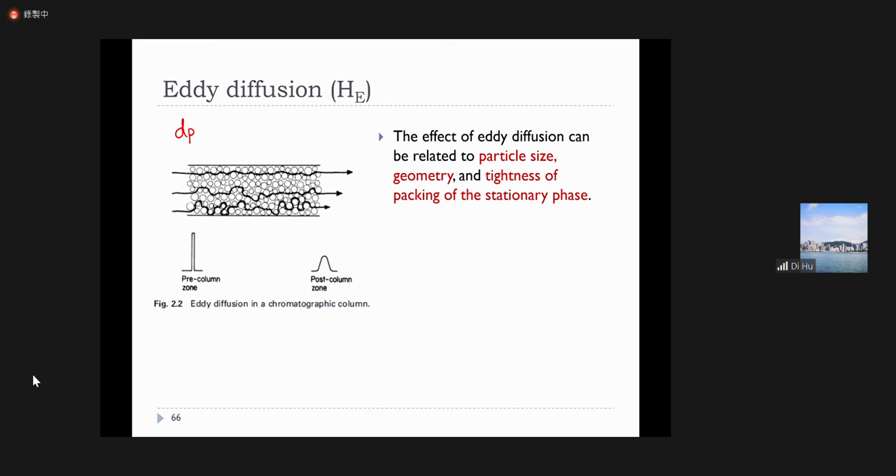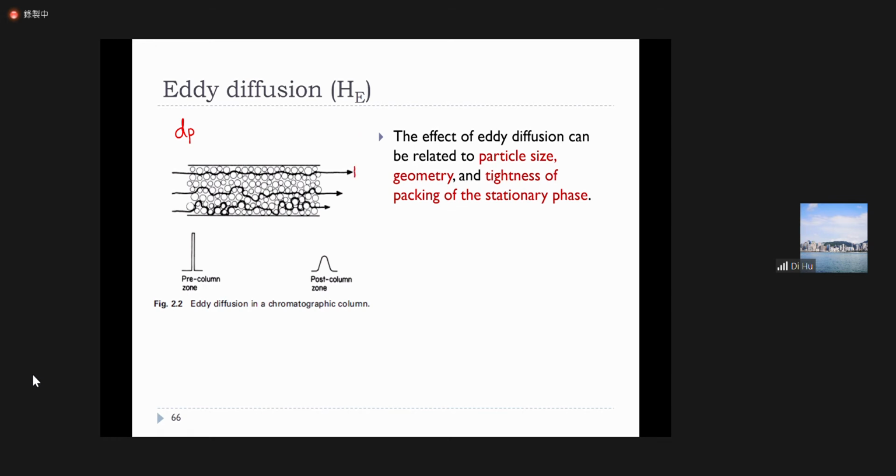And if the particles are not uniformly packed, it's possible that some of the solute, some of the analyte, just find an easy way to go through the column. They may go through the loosely packed part with not much resistance, easily passing through, so they come out first, okay?